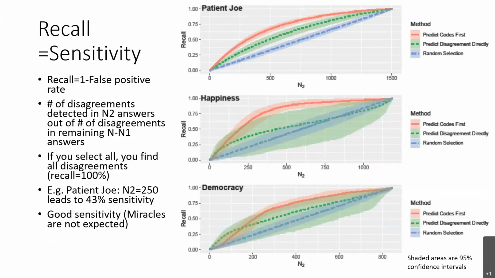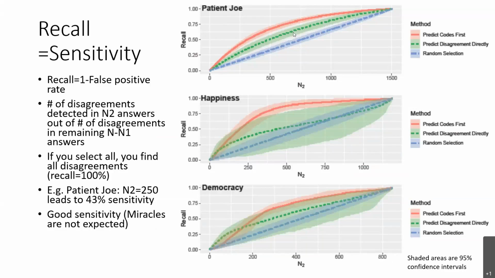All right, so to more formally evaluate that, we can look not just at picking exactly 250 suspicious codes, but suspicious codes ranging from picking just 50 or a few, all the way to very many suspicious codes. And then we can evaluate metrics such as recall, which is also called sensitivity. So you're seeing here 1,500 observations because there are 1,500 single-coded observations left over after the first 250 double-coded ones. And that varies by data set: happiness is slightly smaller, and democracy is also a bit smaller.